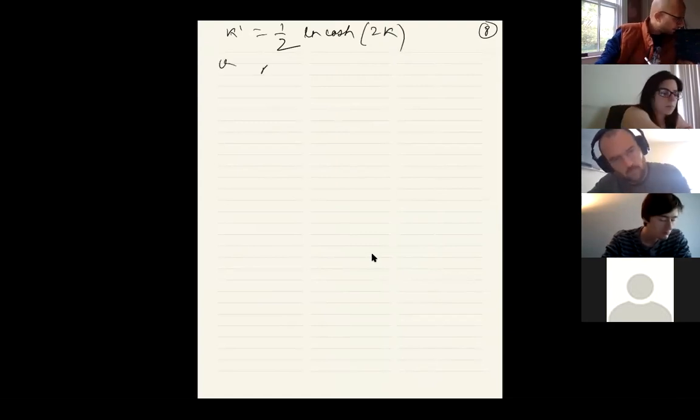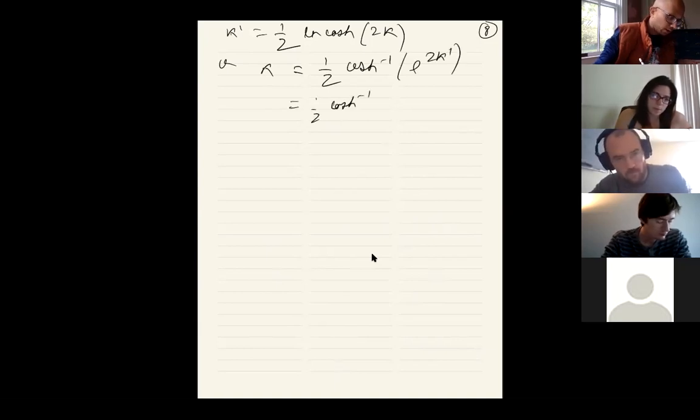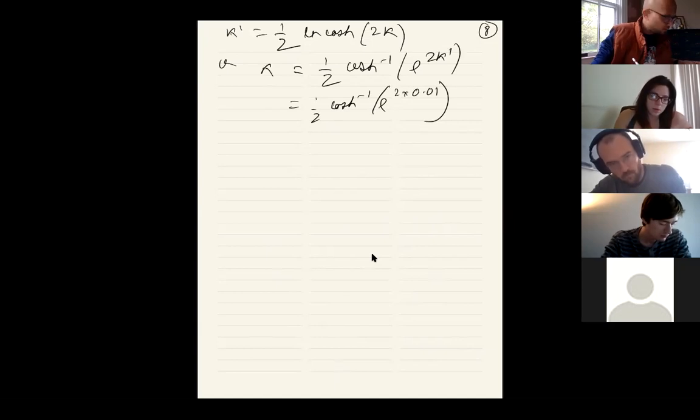Or K is equal to half cosh inverse of e to the power 2K prime, which is equal to half cosh inverse of e to the power 2 multiplied by 0.01, because that's the K prime that we took. This thing you calculate using any calculator. It comes out to be 0.100334. What does this mean?